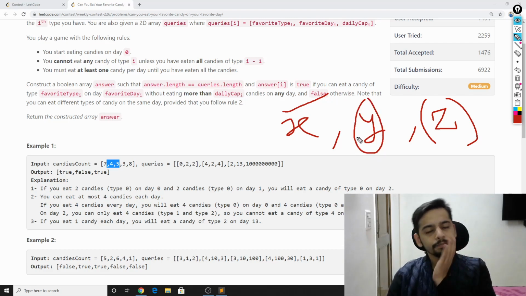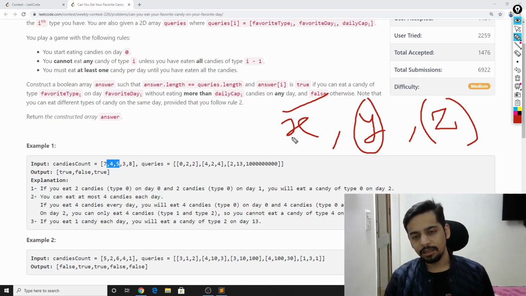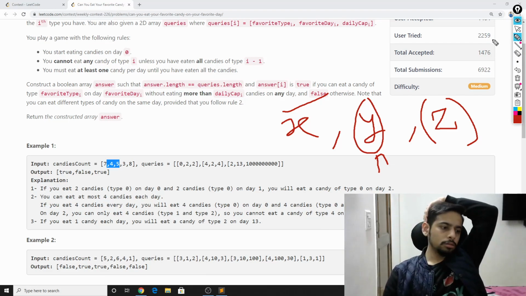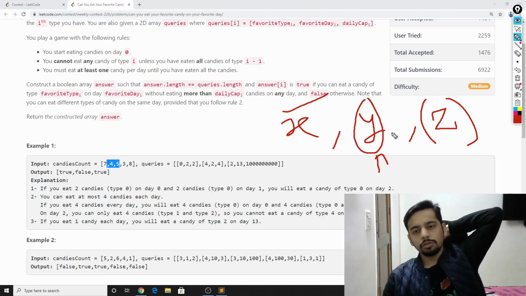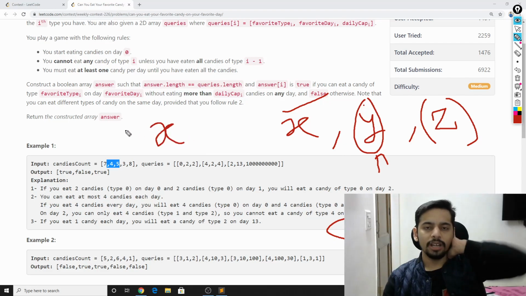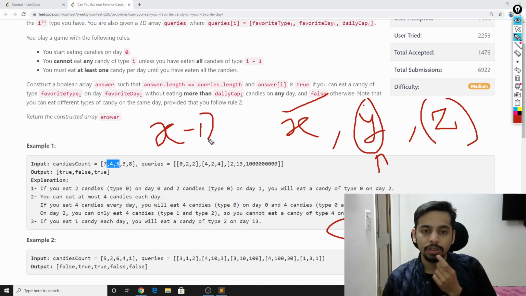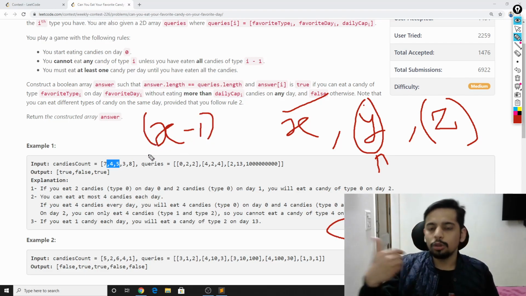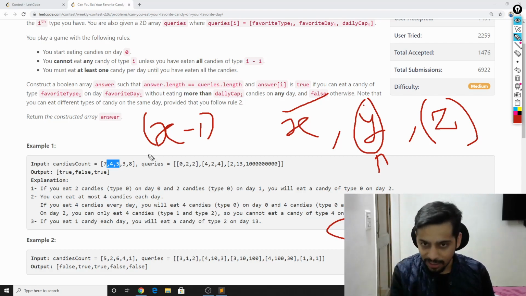That means that before this day Y comes, in the first Y minus 1 days, in fact, since it's 0 based, I can think about it as the first Y days, in those days I should be able to eat all the candies of type 0, 1, 2, 3, and so on till type X minus 1. These all must get eaten up before this particular day, right? Only then will I get access to this candy.